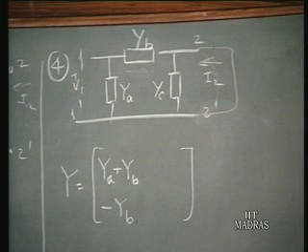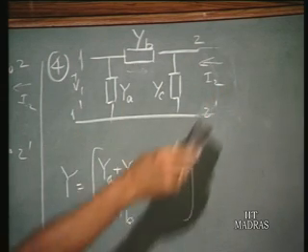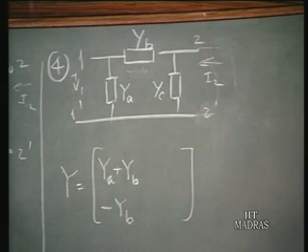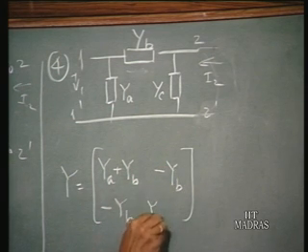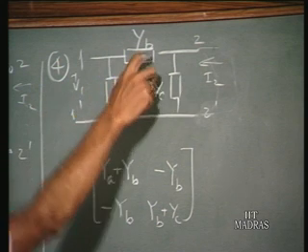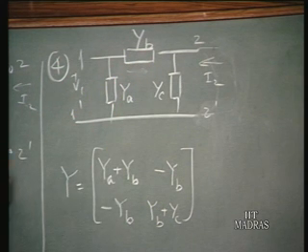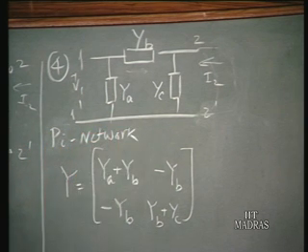And similar arguments, applied when you short circuit port 1 and apply a voltage across port 2, will lead us to the result that Y12 is equal to minus YB, and Y22 is YB plus YC. So when you have a pi network, these 3 are in the form of the letter pi, the symbol pi here, and this is usually referred to as a pi network. This is called a T network.